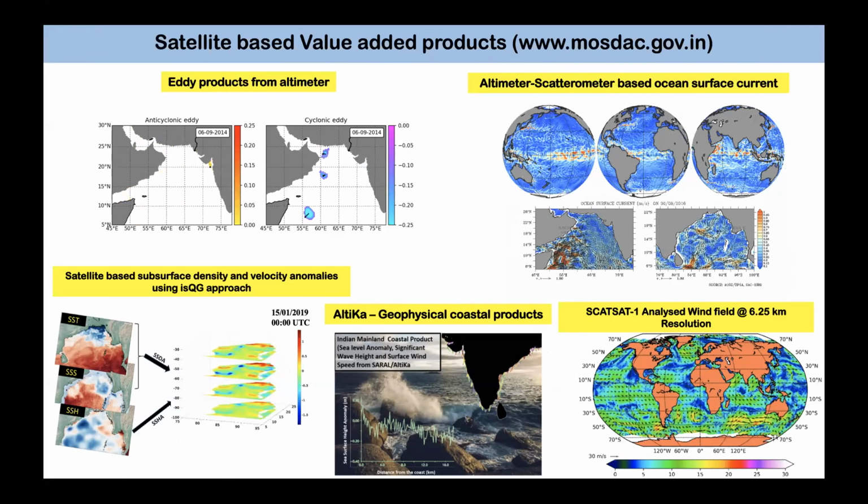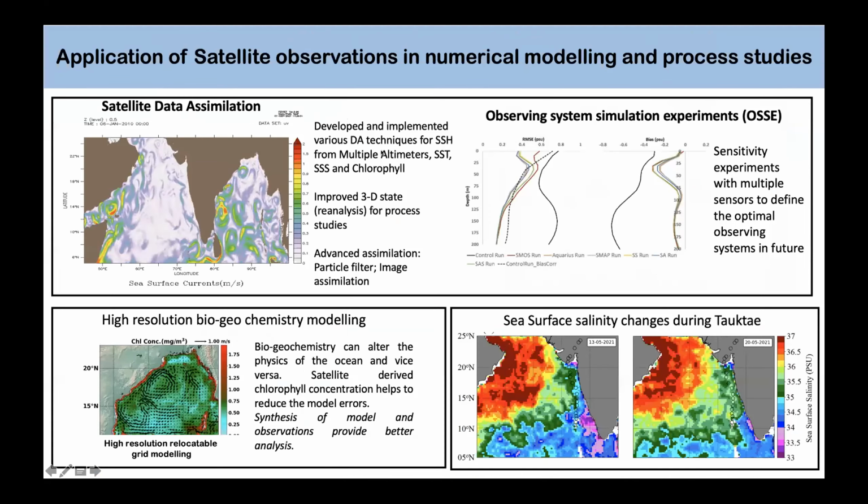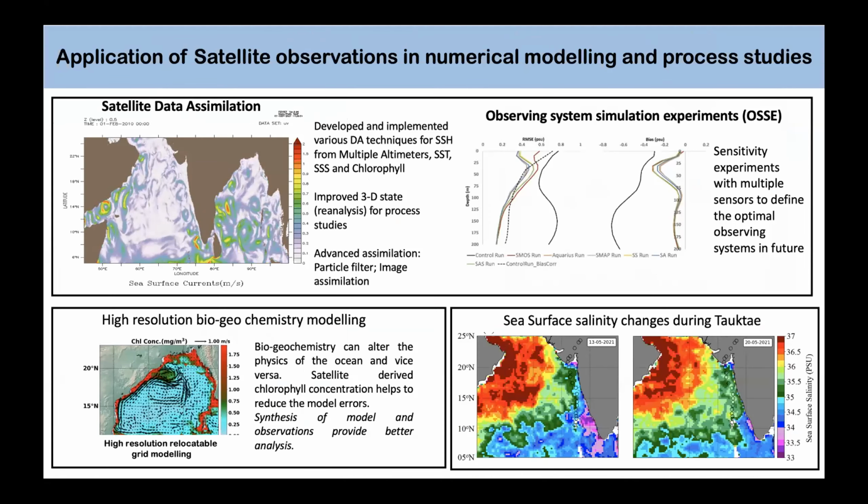Then we also have geophysical coastal products derived from the SARAL-AltiKa mission, and high resolution analyzed wind fields from the scatterometer. So all these products are available in near real time on the MOSDAC website. On the application front, we are mainly working on the development of data assimilation techniques to maximize the usage of the satellite observations for improving the ocean state estimates.